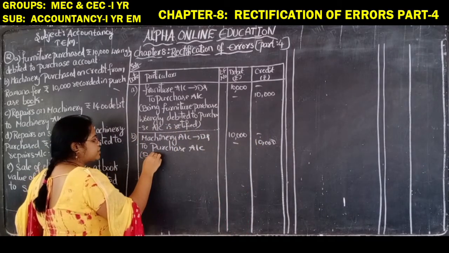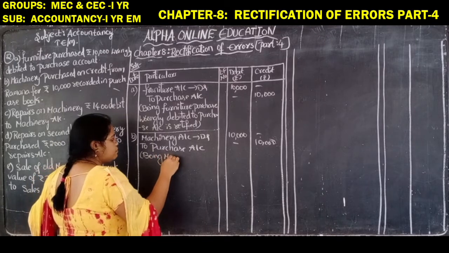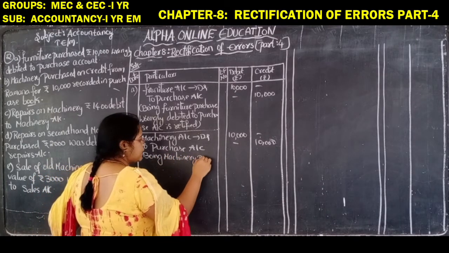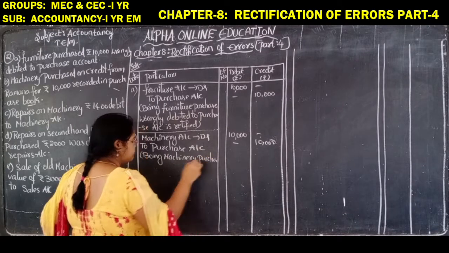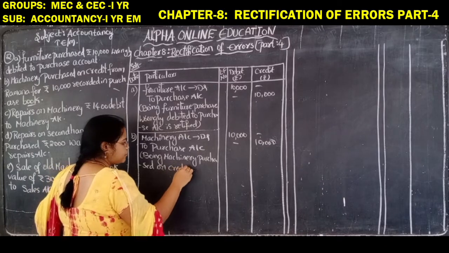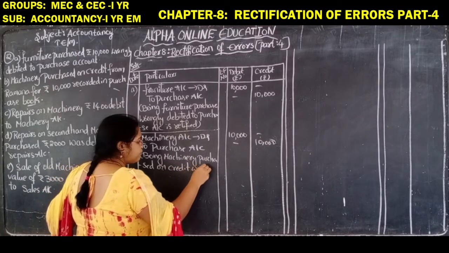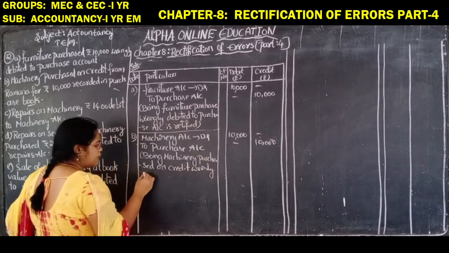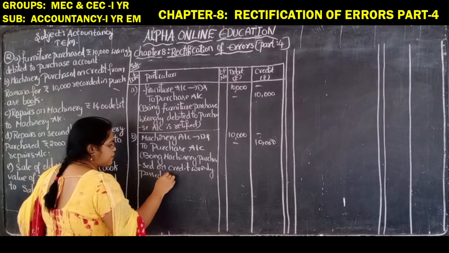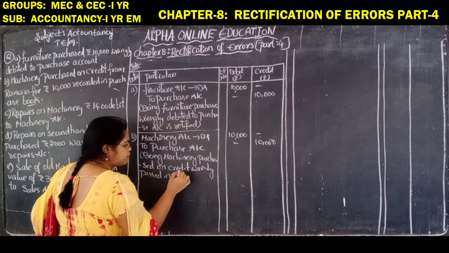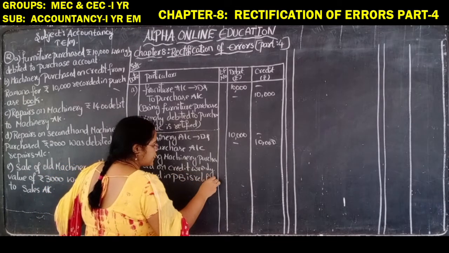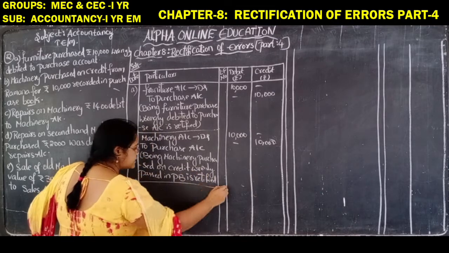Being machinery purchased on credit wrongly passed in purchase book is rectified. We have rectified that error. Okay, this is also completed.